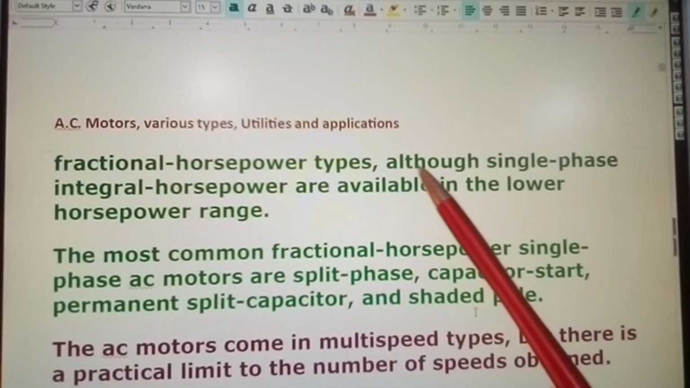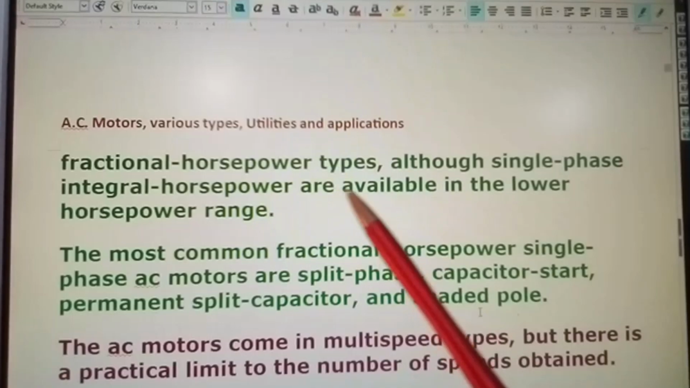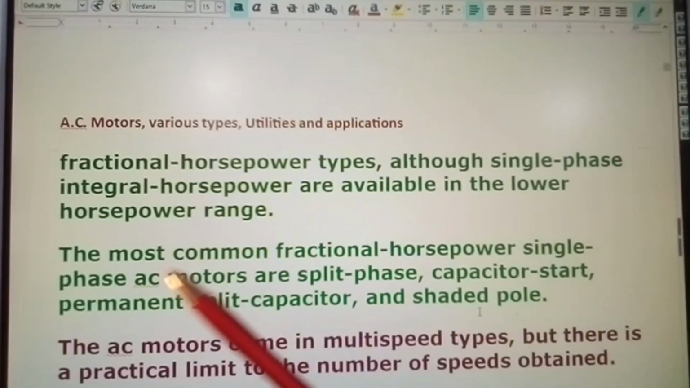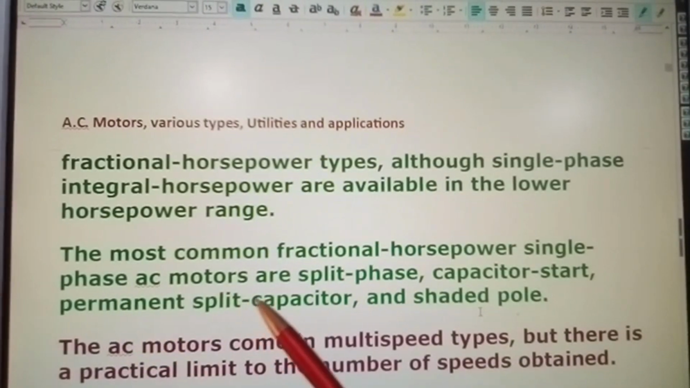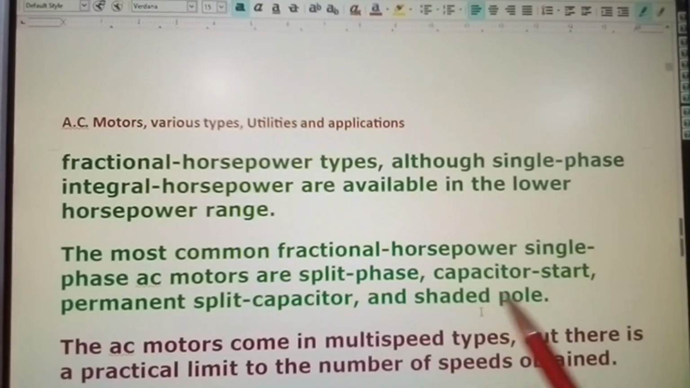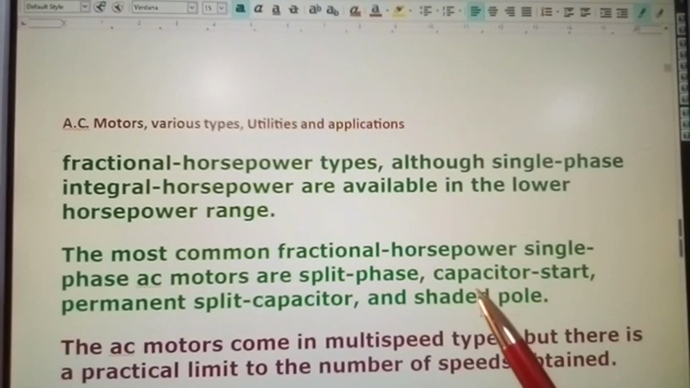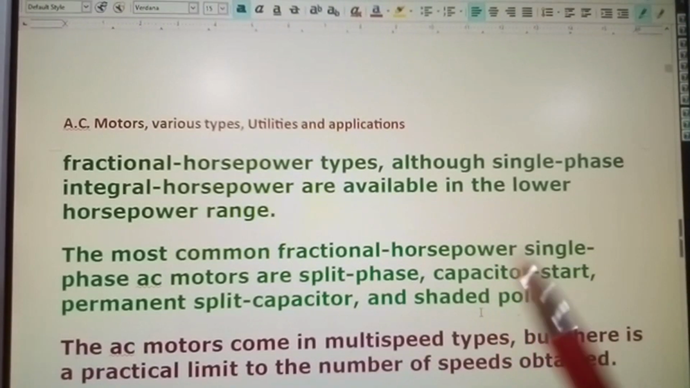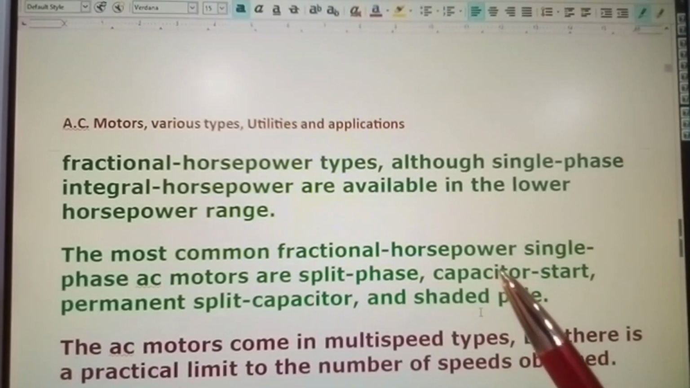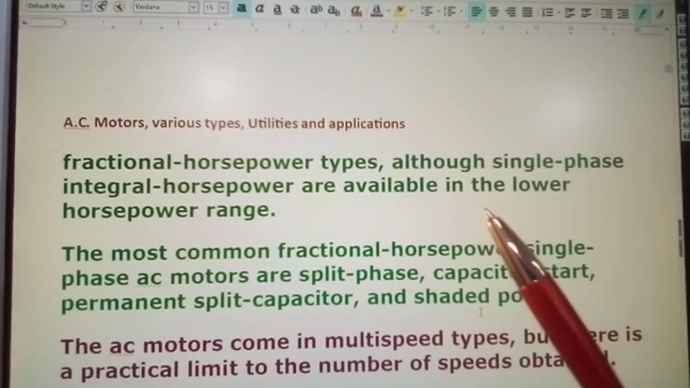Fractional horsepower types, all those single phase integral horsepower are available in the lower horsepower range. The most common fractional horsepower single phase AC motors are split phase, capacitor start, permanent split capacitor, and shaded pole. Now, you will have seen these in one of the videos I've already done in electrical principles and electrical machines. Look back at those, okay? They are relevant and they are tied in, connected. Use the information given.